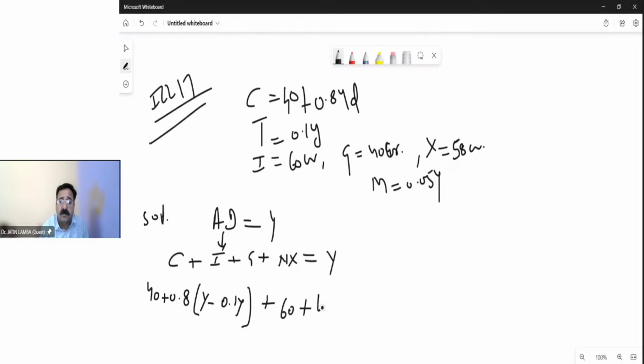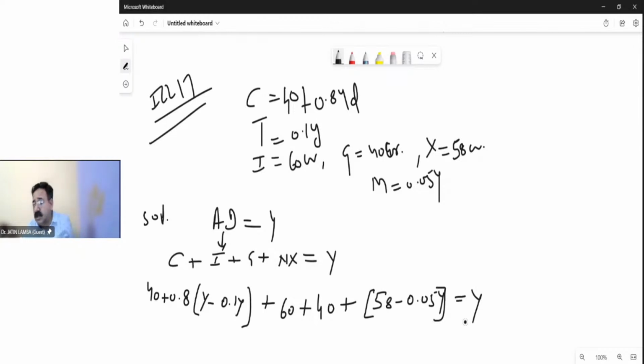Very simple, बच्चों. Plus net export. Net export is export minus import. Export is given 58 minus import is given 0.05 Y. Is it clear, बच्चों? Any doubt till here? Is there any doubt till this equation so that we can move ahead?